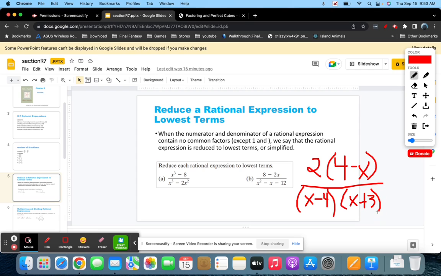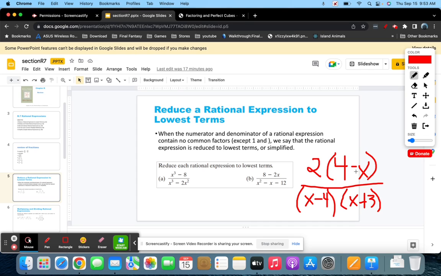Okay, because x times x is x squared. Negative 4 times 3 is negative 12. And then when you do the FOIL method, first, outside, inside, last, you'd say negative 4x, and then you'd have 3x, and it'd make a negative x when you combine those. So that's just that.